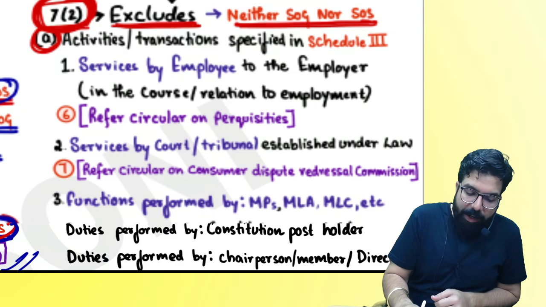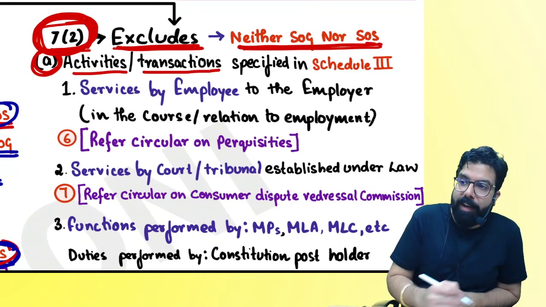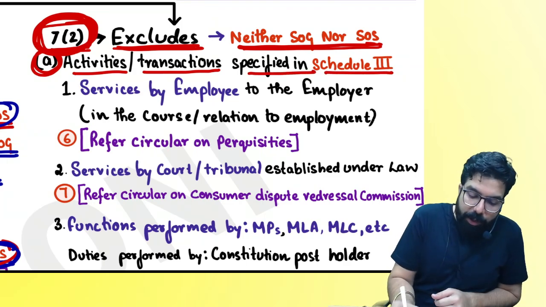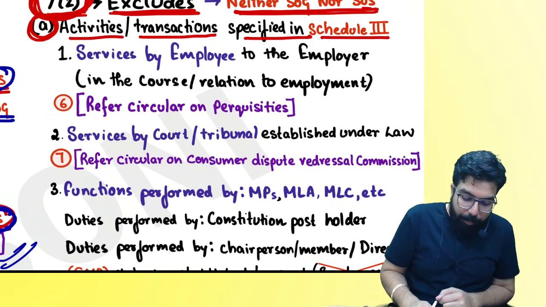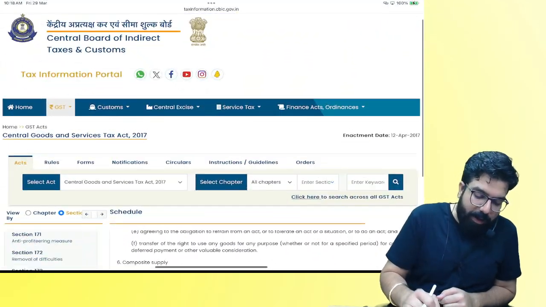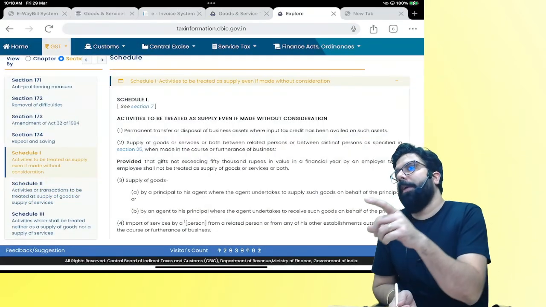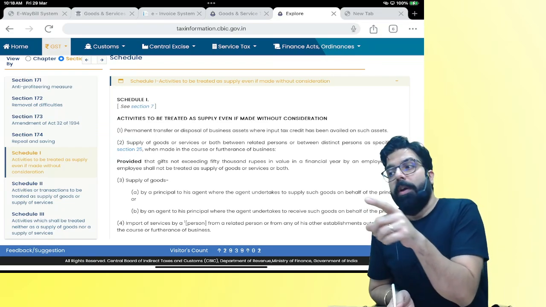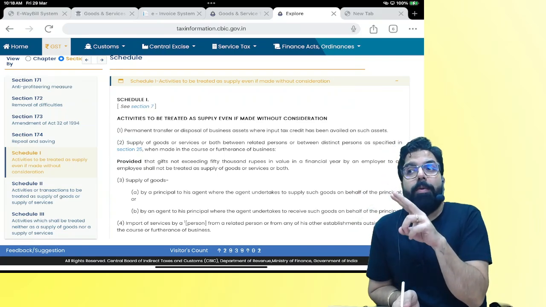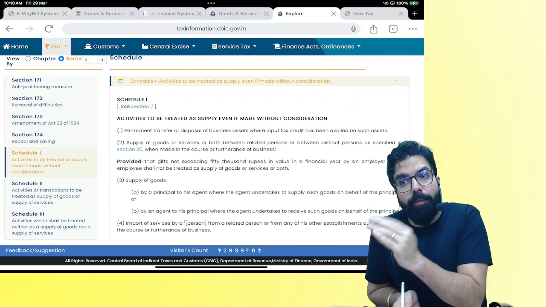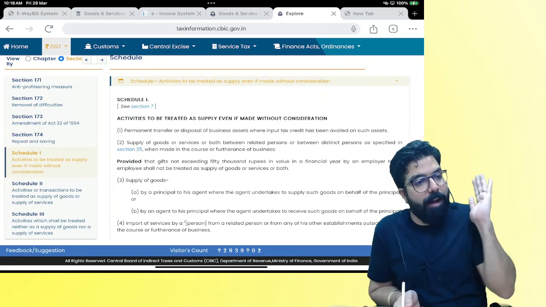Now, section 7.2a says activities or transactions which are specified in schedule 3 will be neither supply of goods nor supply of services. Do you remember schedule 1 we had learned? It was there here only. Schedule 1 was what, everyone? Those activities which you do without consideration will also be considered as supply. Schedule 2 we learned what, everyone? What is supply of goods and what is supply of services.